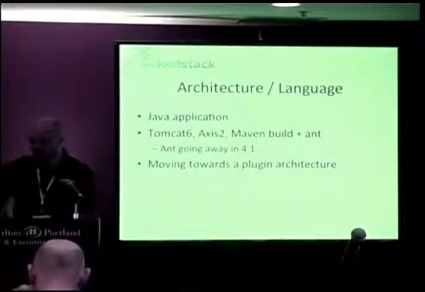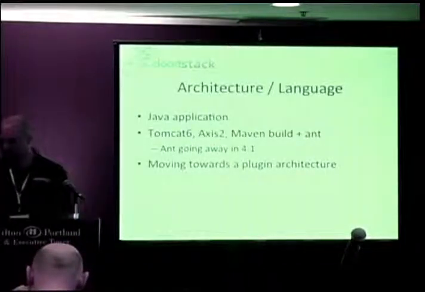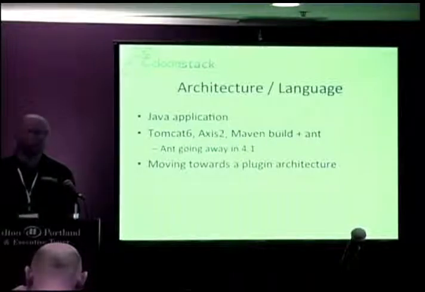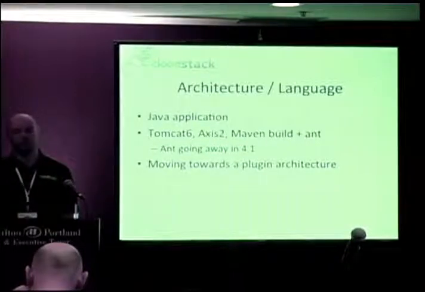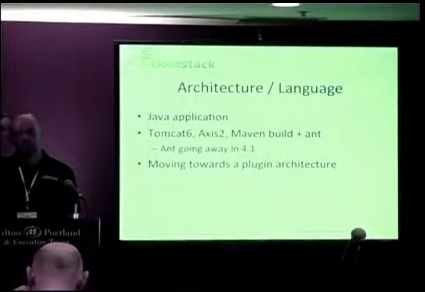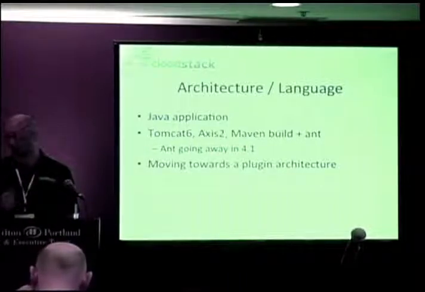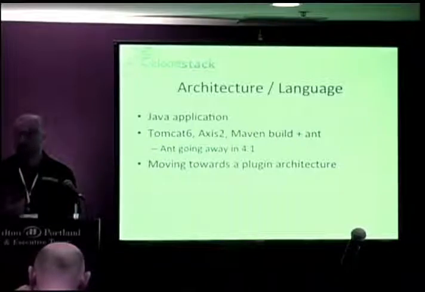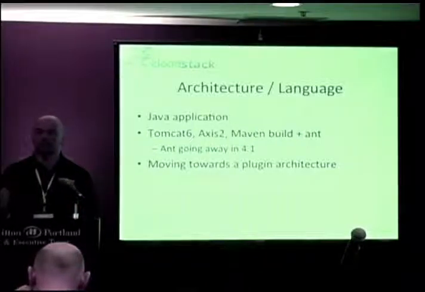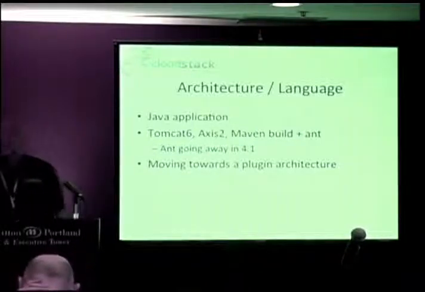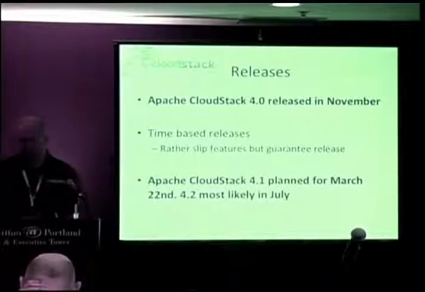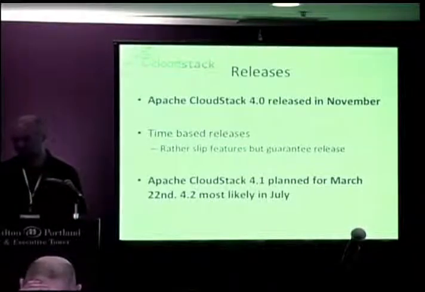As I said, it's a Java application that runs on Tomcat, Axis. We use Maven for the build. The second demo I'm going to show actually still uses Ant, with the 4.0 release and 4.0.1 still using Ant. But starting with 4.1, we've moved entirely to Maven. And there is a new plugin architecture. We heard about it yesterday.